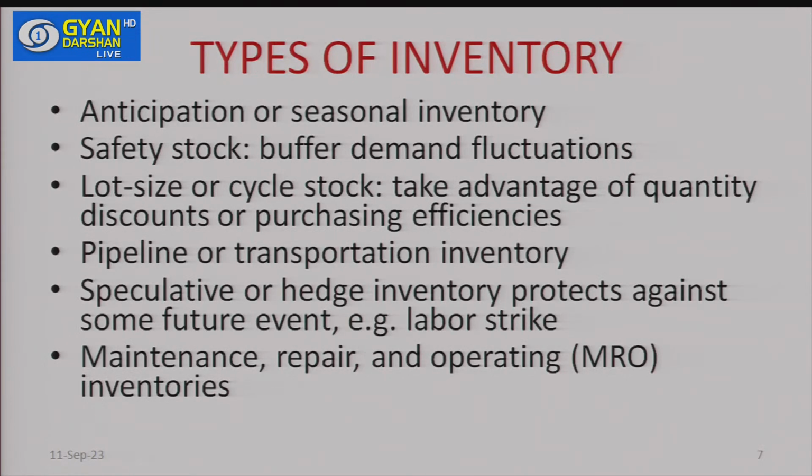Now these are some of the other types of inventory: anticipation inventory, safety stock, lot size, pipeline or transportation inventory, speculative inventory, maintenance inventory, that I have already explained to you. Because at a company, we always keep some inventory as anticipation inventory. Suppose prices are going to be high in coming days, so you purchase the inventory in anticipation, to gain something when the price goes up.